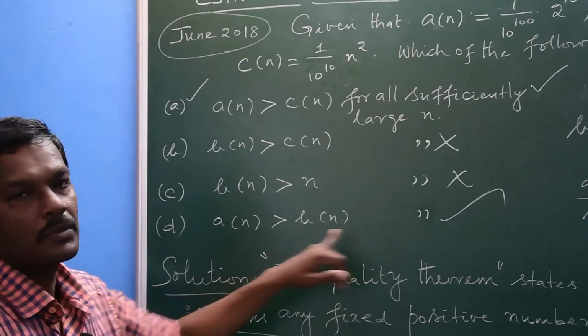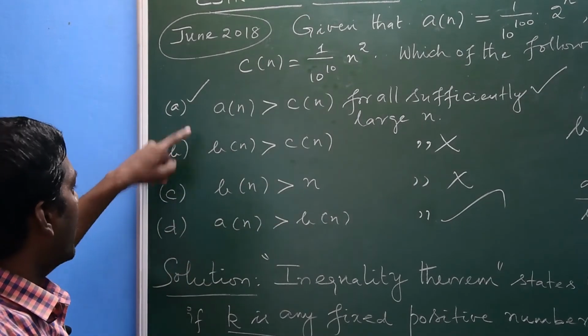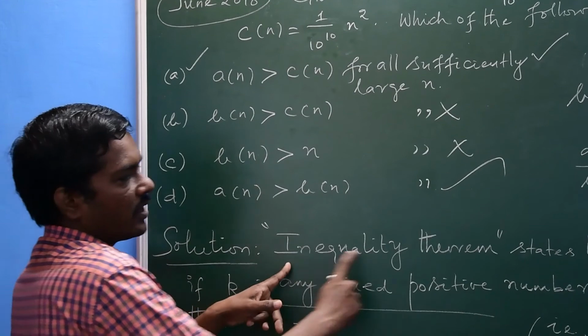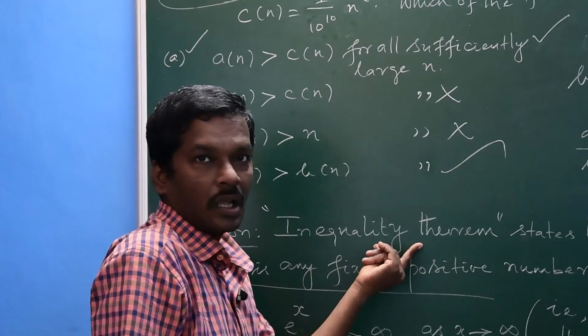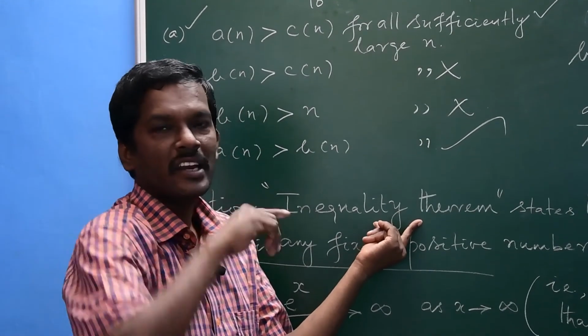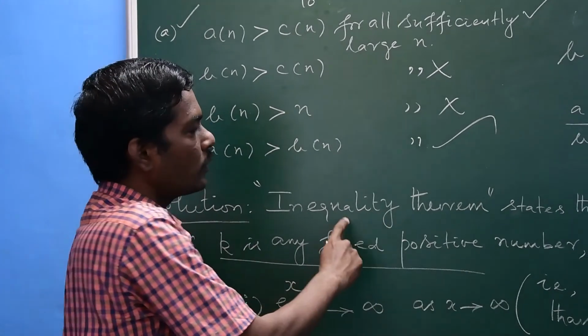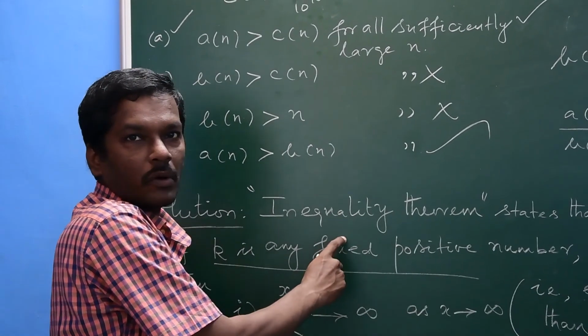Therefore, option D is correct. So which two options are correct? A and D are correct. The idea behind that is the inequality theorem, which you can read while reading binomial theorem, logarithmic or exponential expansions. When you read those things, you will know about this.